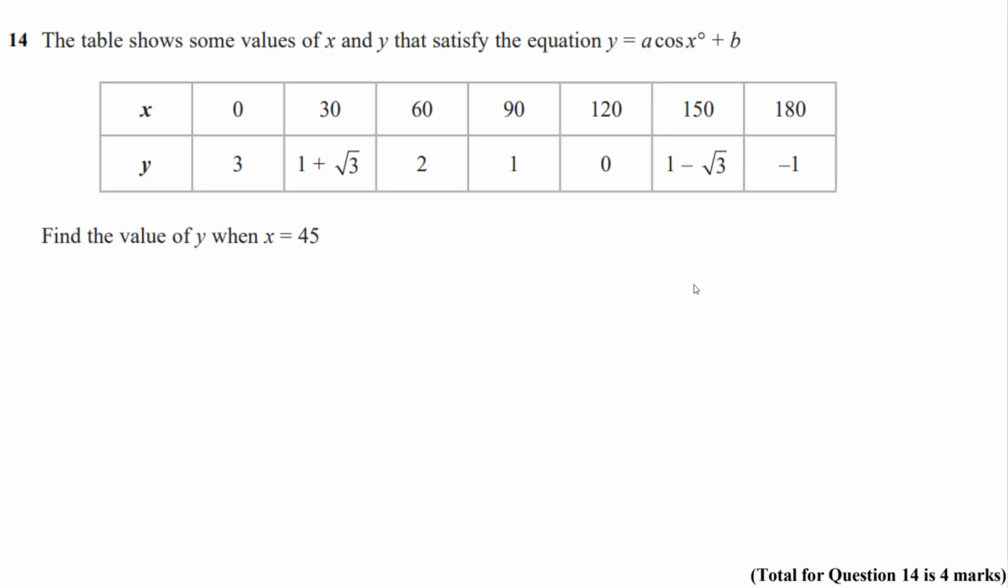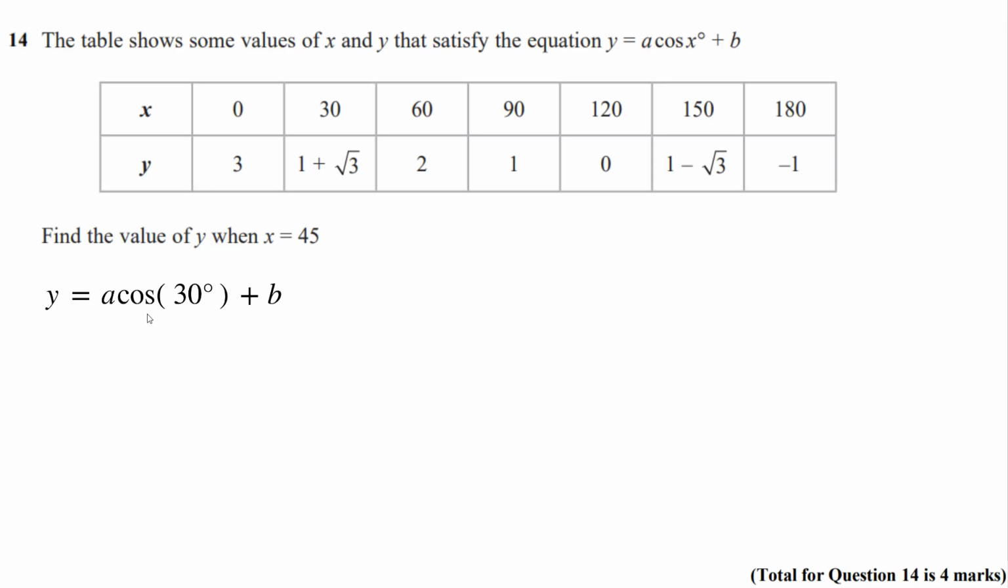The table shows some values of x and y that satisfy the equation y equals a cosine x plus b. Find the value of y when x equals 45. There are a few ways you can do this. You can just pick, say, like 30 and 150. I've gone with 30 because it's the easiest one to work with. You could go with other values, but I'll just pick this because it's the easiest. So just substitute x is 30 into here. You could also substitute y as 1 plus root 3, but I'm not going to do that because I'm going to do it in a slightly different way.